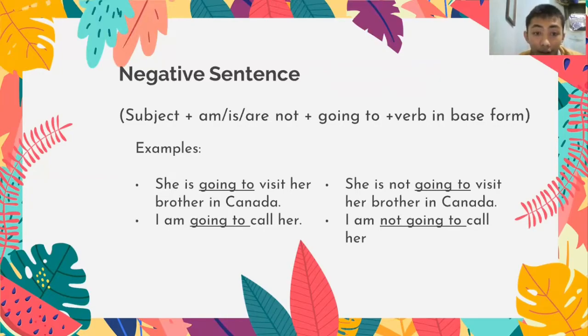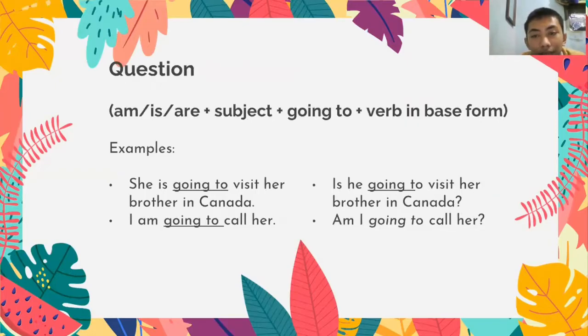Negative sentence: subject plus am, is, or are not plus going to plus verb in base form. Example: she is not going to visit her brother in Canada. I'm not going to call her. Okay, next.